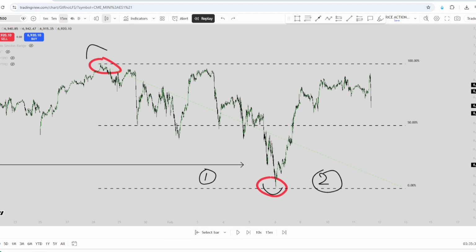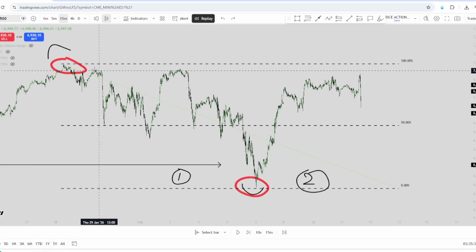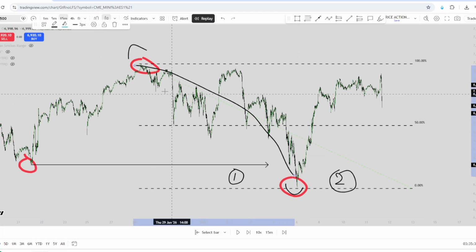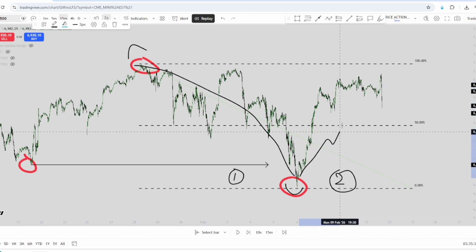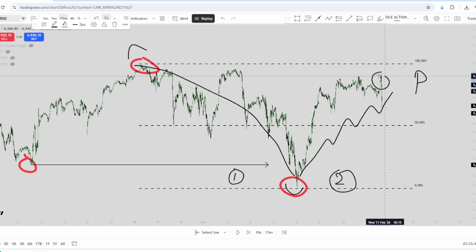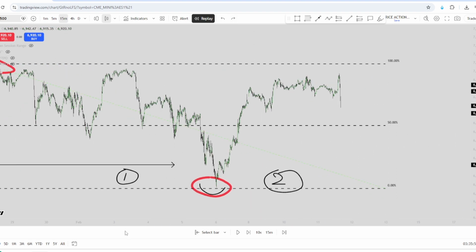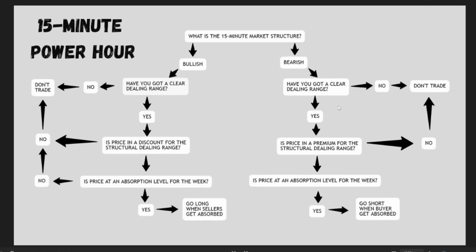Now, step three was: is price in a premium? What we can see here is price has given us structure high, structure low, and we've eventually retested back into the premium, which is above the 50% area. When we're above the 50% area, what this represents to us is that we're in a premium. This is the narrative that you want to be building.